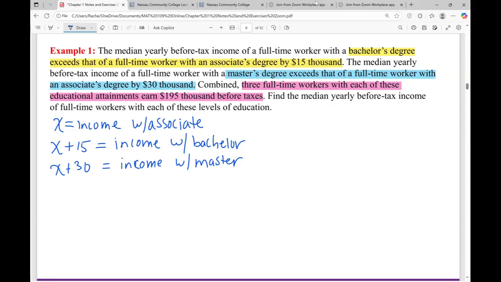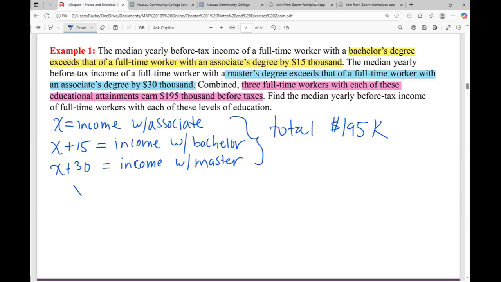And in the pink highlight, it says all three full-time workers, with each of these degrees, earn 195,000 total. And again, before taxes. So the associate's income plus the bachelor's income plus the master's income should total 195,000. So the question is, what does each one of these full-time workers with this level of education make? So we need to solve for X, right? Once I know what X is, I can tell you how much a person with the associate's degree makes, with a bachelor's and with a master's. And we know that these total 195,000.